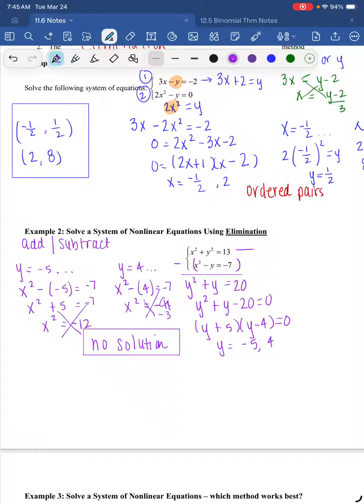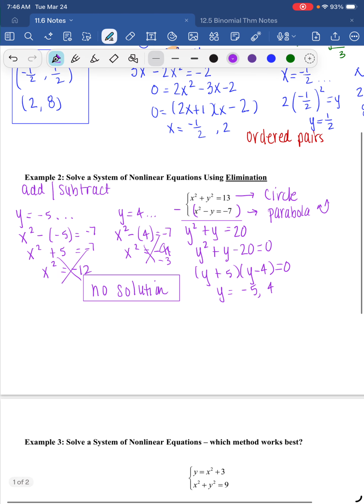x squared plus y squared equals 13. This is a circle. And x squared minus y equals negative 7. This is a parabola. This is a parabola that opens right side up. So here's how this could potentially look. It could be a circle, and the parabola opens outside of the circle. That is most likely what this looks like.